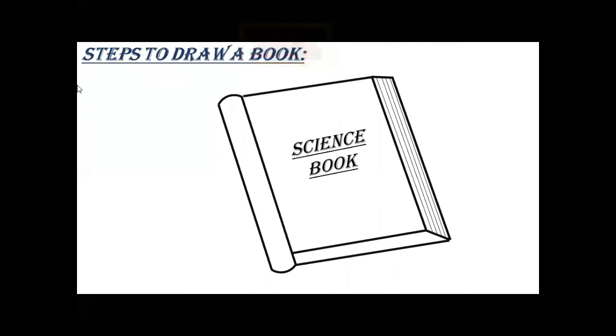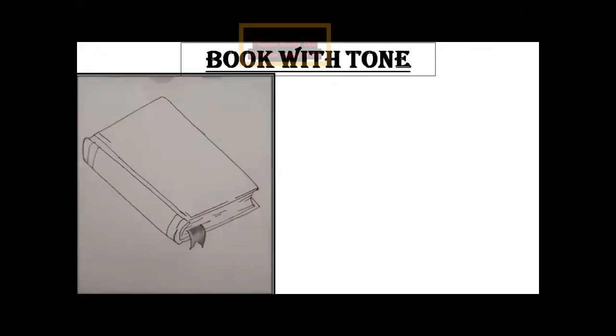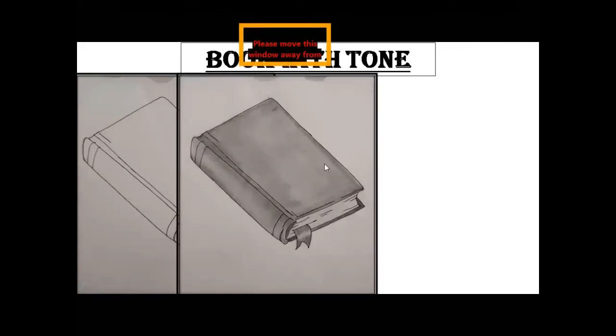Now we will move towards the tone, that is, how we can draw the tones. In the first diagram, there is only a structure. You will draw a book. Now in the second one, we shade it, meaning there is a tone by the help of the pencil. This one is the lightest, meaning the brightest part, and this one is the darkest part. Light part and dark part.